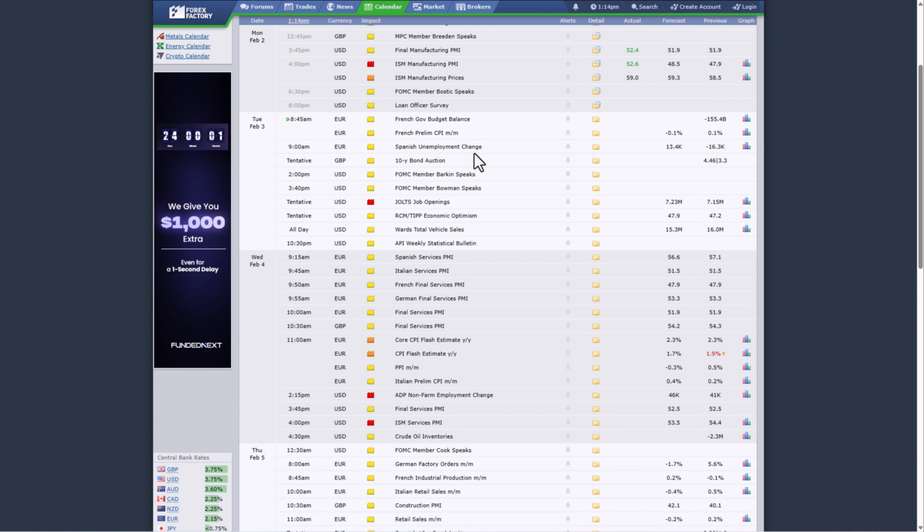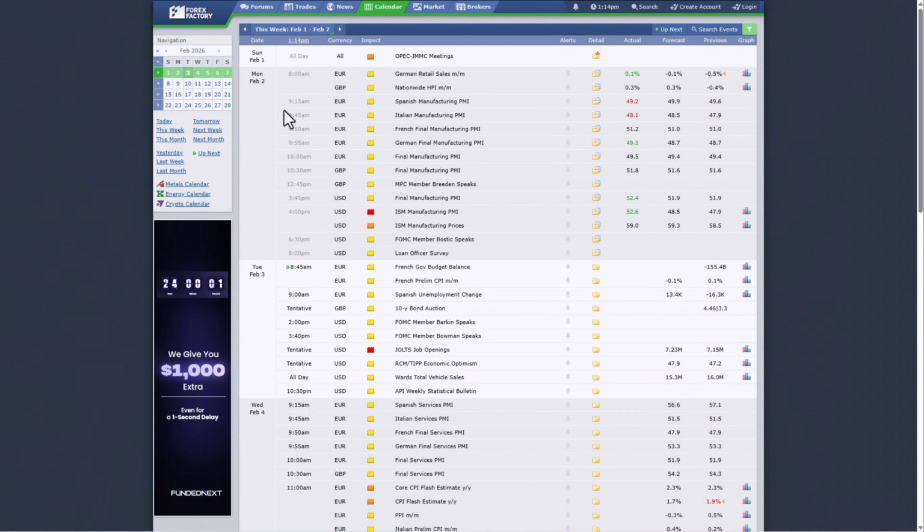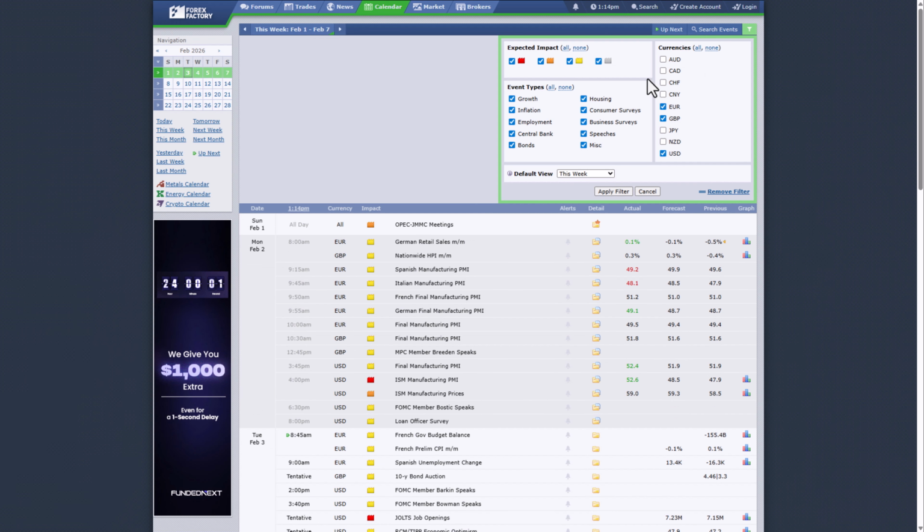So we are going to start with the calendar for the week. That is the news we have for the week. And I'm not going to be looking at all the news. I'm going to focus on dollar, euro, and also GBP for the calendar news. For you to also do that, you can filter and take out the ones that are not important. As you can see here, I've filtered euro, GBP, and also USD.